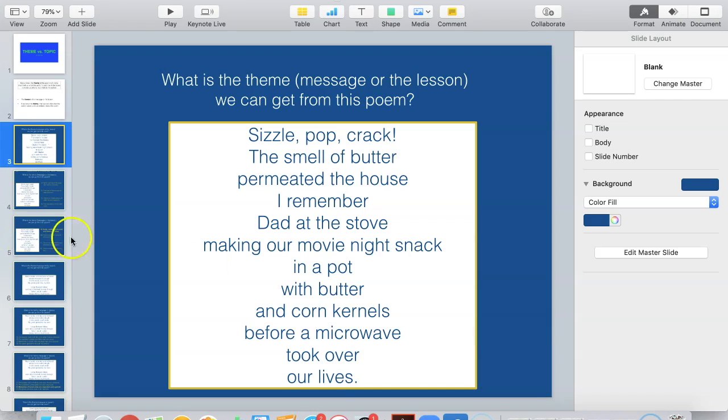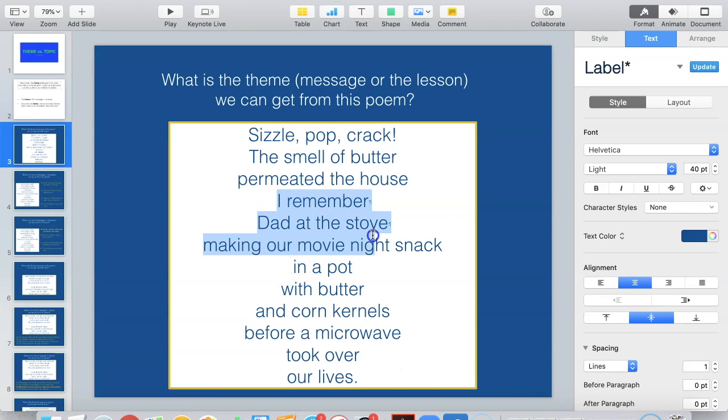Did you notice how this is kind of like all one big sentence here? Poems sometimes look funny, and sometimes we use punctuation or not in different ways in poetry, so don't be surprised about that. Okay, so obviously the topic of the poem is what? It's popcorn, right? We're talking about popcorn, but that's the topic. We're trying to think about what is the main message, the overall life lesson. Now, is there a character who encounters a conflict and then learns something from it in this poem? No. But who's speaking in the poem, right? We look at this part. I remember Dad at the stove. And this is how we made popcorn before a microwave took over our lives.